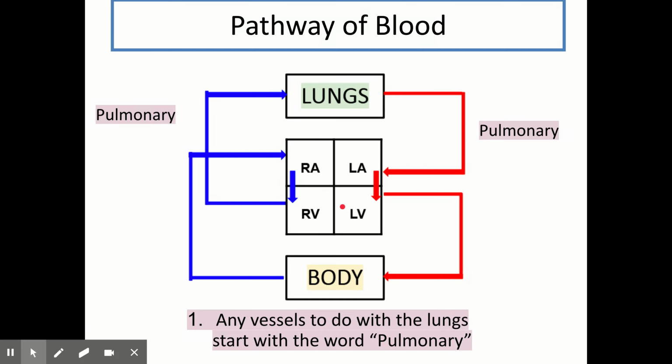So on the diagram, you can now see in the highlighted sections that I've added the word pulmonary on each side at the top, as these blood vessels on each side carry blood either to the lungs or back from the lungs to the heart. So this one on this side carries blood away from the heart to the lungs, and this one carries oxygenated blood back to the heart from the lungs. So both of them are pulmonary.